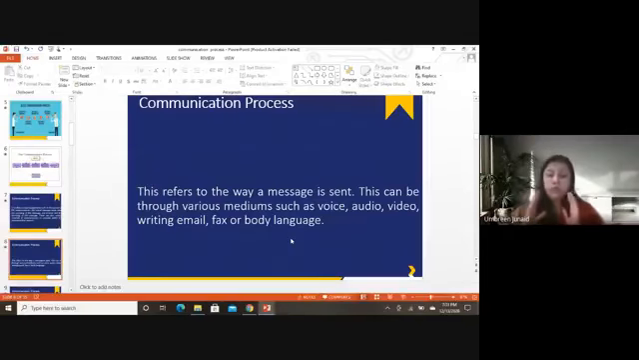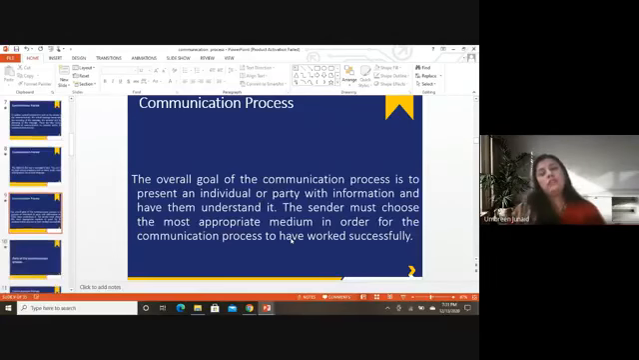So depending on the intensity of what has to be said, is it just a simple message, or is it something that is kind of professional communication, maybe a message that is to be communicated to the people urgently. It depends on the nature of the message what medium you select. The overall goal of the communication process is to present an individual or party with information and have them understand it. The sender must choose the most appropriate medium in order for the communication process to work successfully.